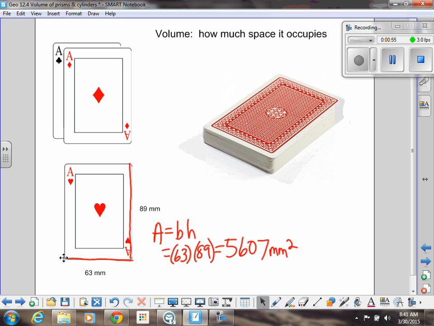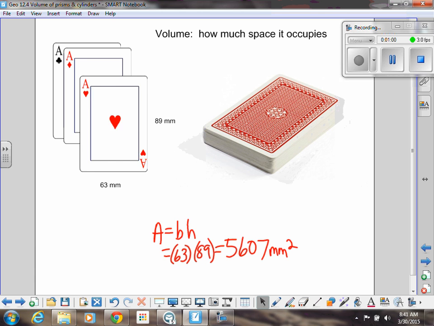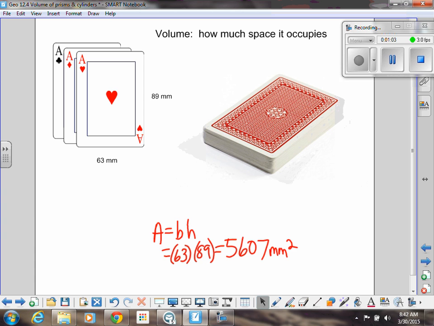But if I go ahead and stack all of these cards on one another, this card on top of that card, and then if you think about how many cards are in a deck of cards, anyone know? Well, there are 52 cards in a deck. So if I have 52 cards and they're each 5,607 millimeters squared, then can't I just multiply that 5,607 by 52? That's how much space they take up, because they are stacked up together.